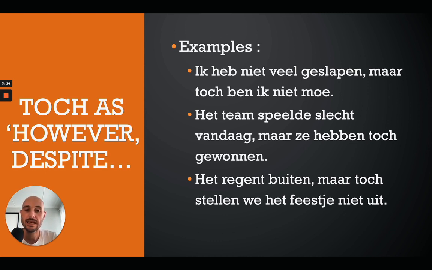If you look at the second sentence, het team speelde slecht vandaag, maar ze hebben toch gewonnen. In this case, we choose to put toch after our main verb, which is hebben. And in this case, you do not have to do any inversion because it's a valid main clause. Maar is also one of these conjunctions where you don't have to do the catapult construction, so you can do it as you would in English. Alright, so that is toch as however.